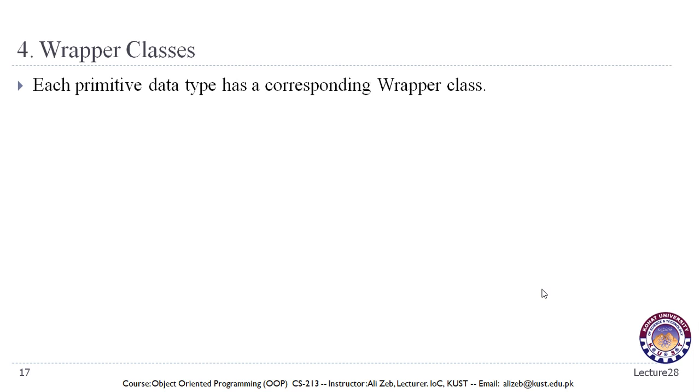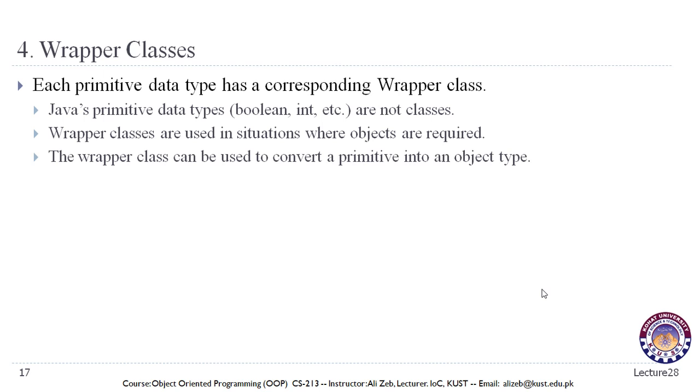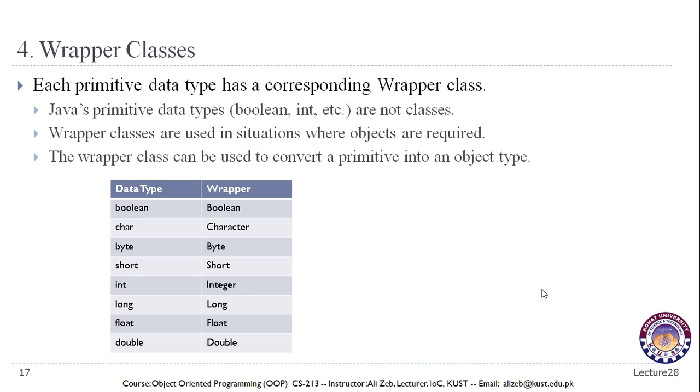Wrapper classes, as we talked about in the previous part of this lecture as well. Each primitive data type has a corresponding wrapper class. Java's primitive data types, for example boolean, int, etc., are not classes. Wrapper classes are used in situations where objects are required. The wrapper class can be used to convert a primitive into an object type. For example, we have these wrapper classes for all our basic data types.